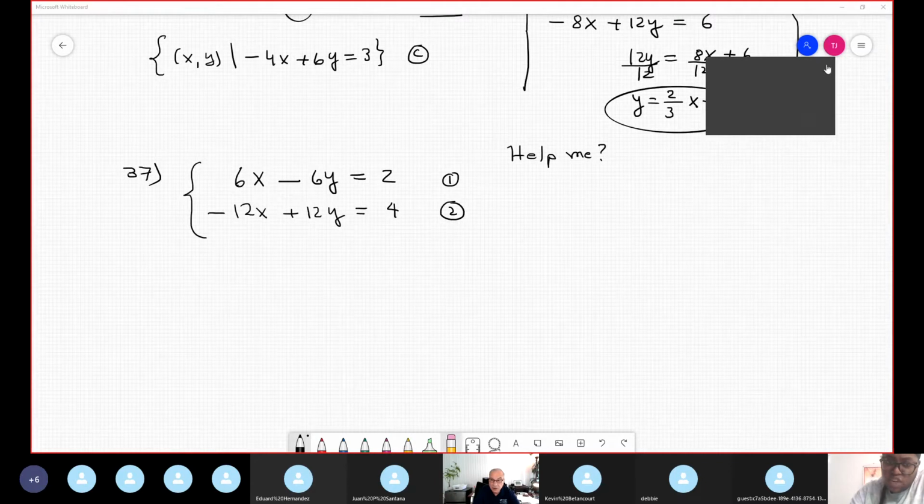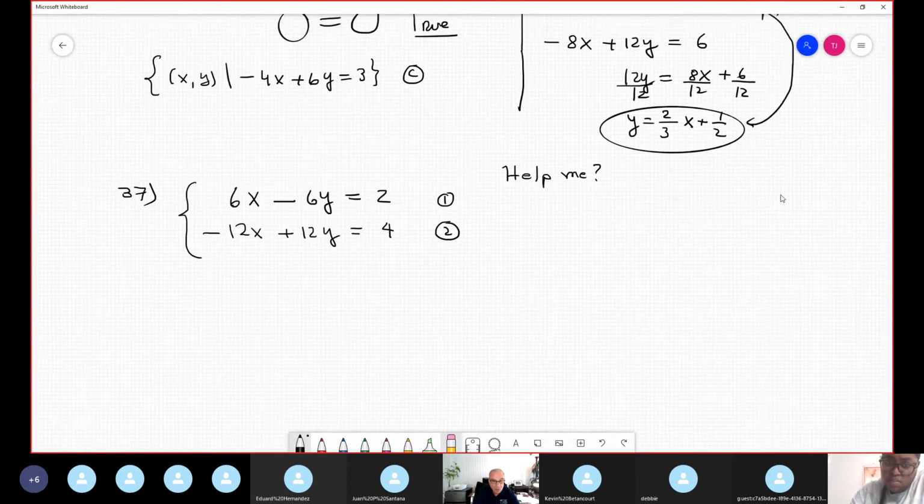Multiply by 3. Well, which one? What equation multiplied by 3? The first one. I think it will be the second one. And the other one multiplied by 1 factor.